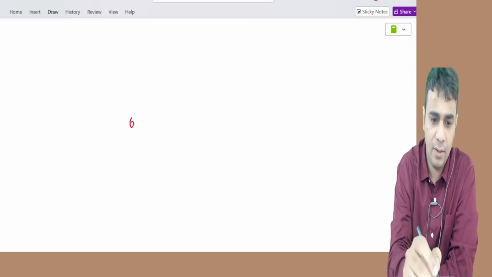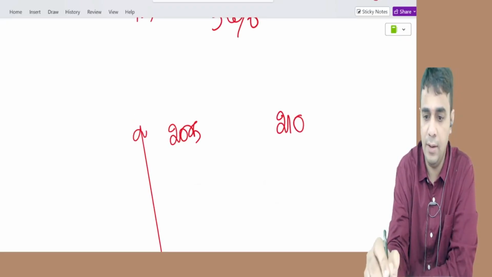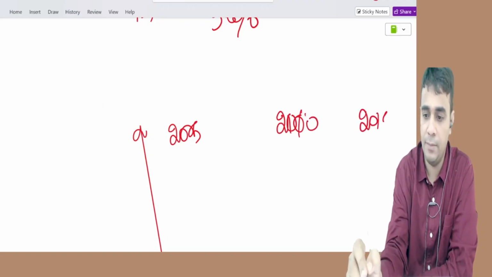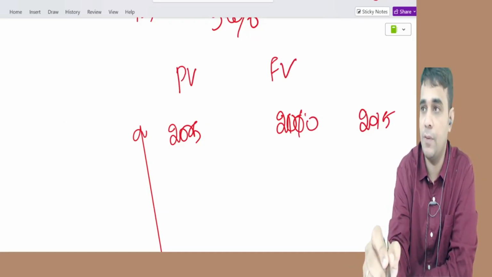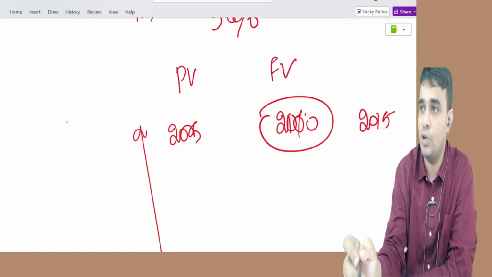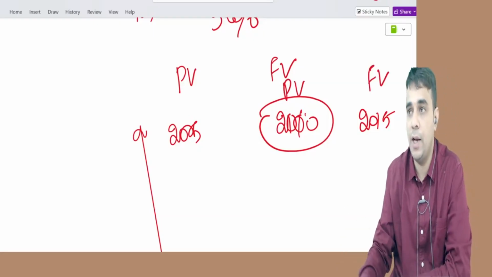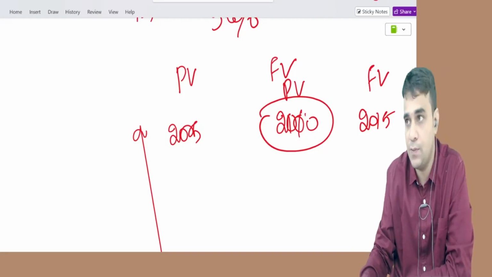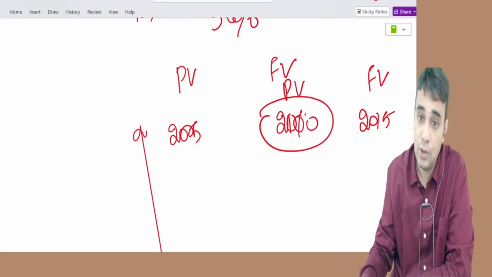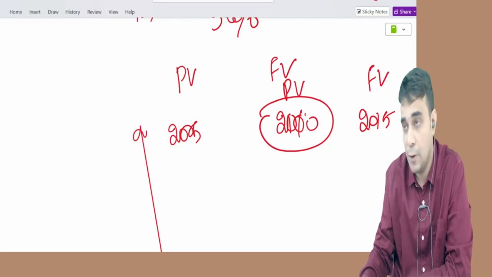We are in 2005. I want to go to 2010, and then I want to go to 2015. 2005 is called present value, and 2010 is called future value. Then you want to go from 2010 to 2015: 2010 is present value and 2015 is future value. For the first analysis, 2005 is present and 2010 is future. For the second analysis, 2010 is present and 2015 is future.